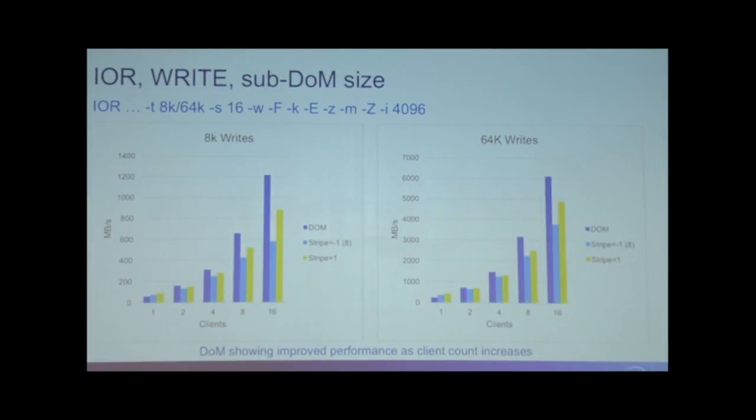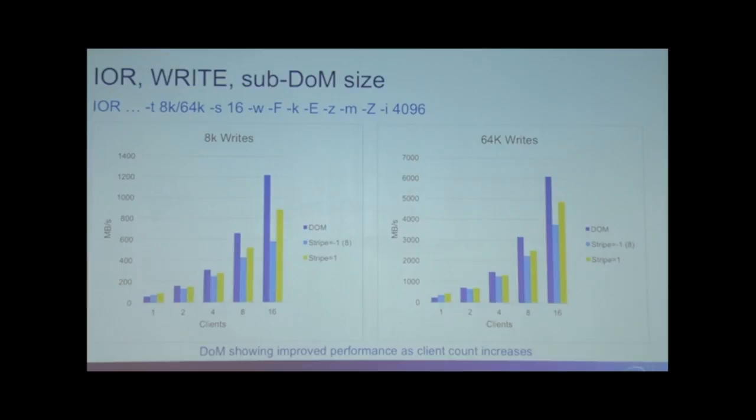So the first graph here shows IOR write for small files, so less than the DOM limit that's set for that server. The first bar is Data-on-MDT, second is the stripe -1, and third is a single stripe file. And since all storage here again was NVMe, write performance is fairly good for small files across the board here.